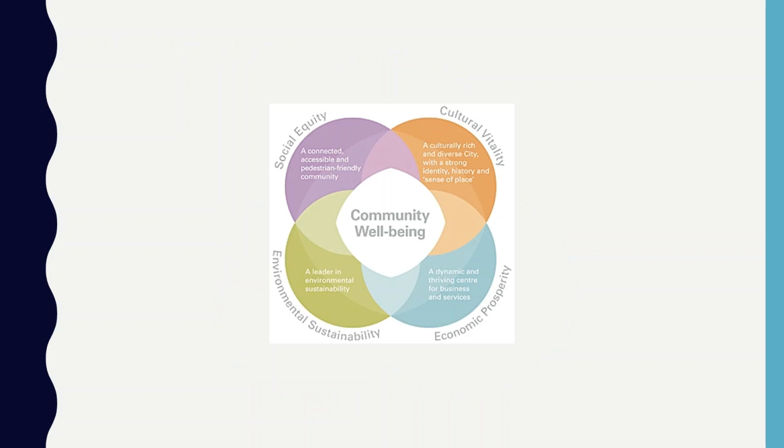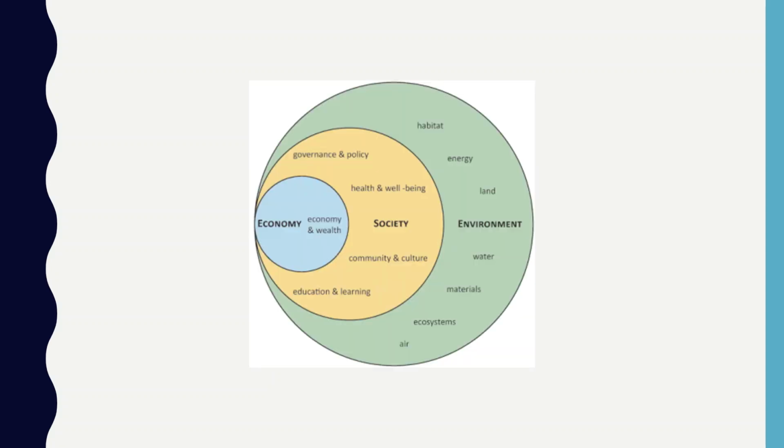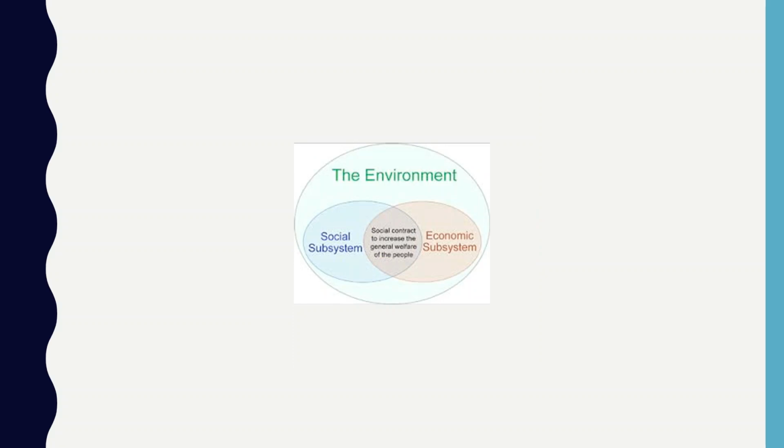So here is one, we've got kind of four circles instead: social equity, cultural vitality, economic prosperity, and environmental sustainability, and they all go towards community well-being. Here we have a nested circle approach with the environment kind of being the biggest, most important. Often with conceptual models, in that first one that we saw, everything gets equal weight, but in this one, whoever made this is saying, no, the environment first, then society, then economy. So there's a definite hierarchy here and kind of what is included in each of those circles. One like this where the environment basically controls social and economic systems.